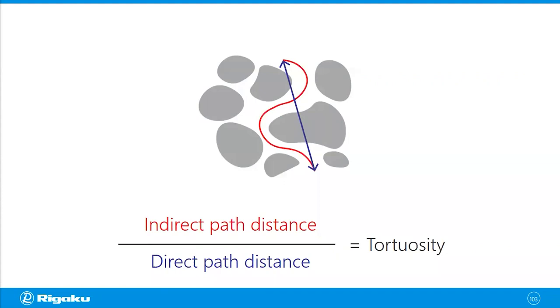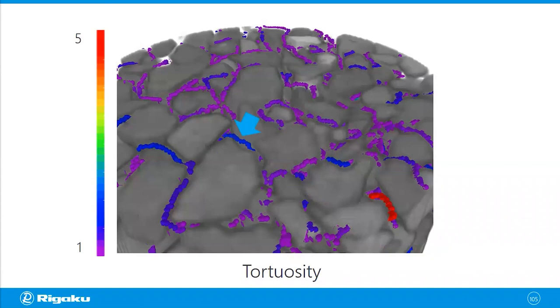Now, we can calculate the ratio between those two and get tortuosity. Tortuosity can be mapped to the original image like this. In this image, blue chains represent a relatively straight path between two pores, low tortuosity. This red one is high tortuosity. That means you have to go a kind of long, round-about way to go from one pore to another.